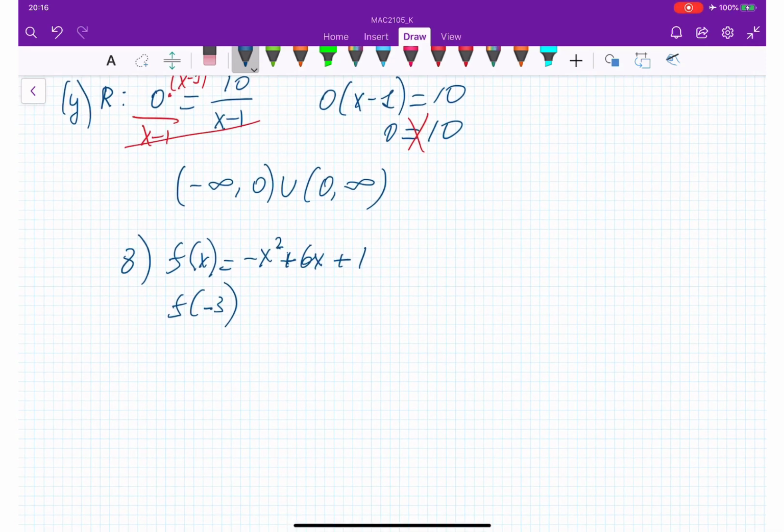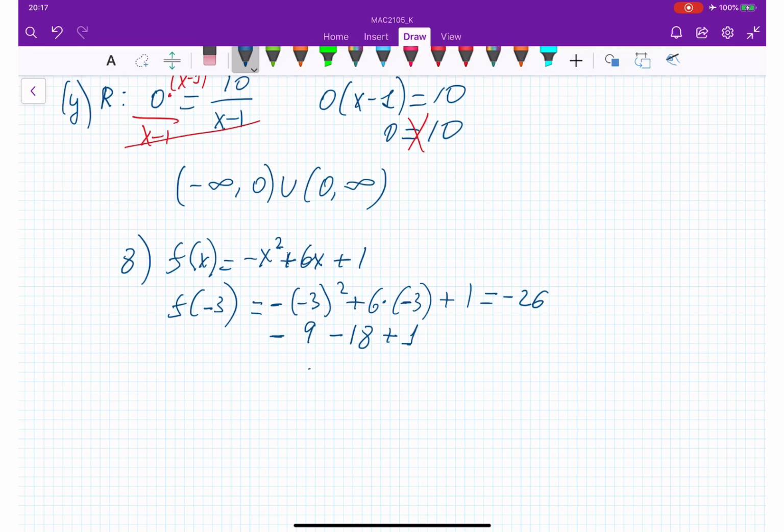All right, let's do it, which means instead of x, we plug in negative 3, right? So it's going to be negative, and then x is negative 3 squared, plus 6 times negative 3, and plus 1. Okay, negative 3 squared is 9, right? Negative 9 plus 6 times negative 3, which is negative 18, and plus 1. Negative 9, negative 18 is negative 27. Negative 27 plus 1 is going to be negative 26. Yes? Okay. So what do we get for f of negative 3? It's going to be equal to negative 26.